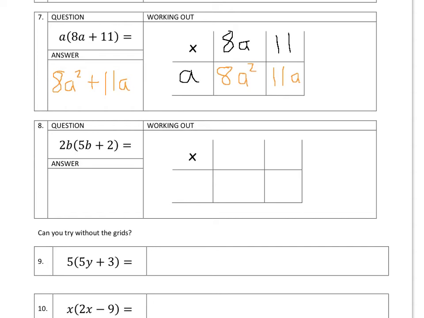So now might be another good time to see if you can do it with question number 8. So perhaps pause the video clip and see if you can answer it, and I'll put the answer on in a second.